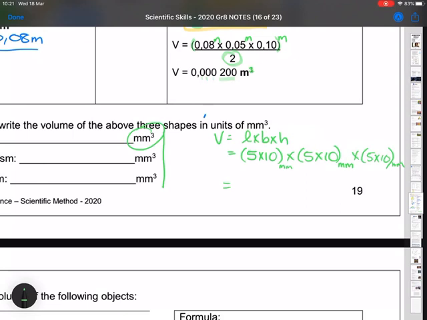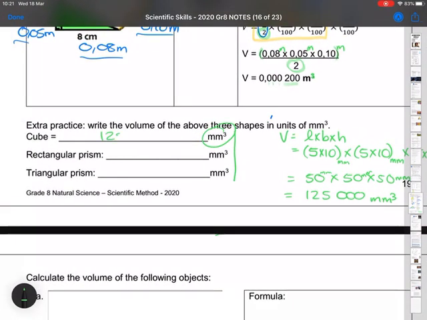Five times 10 is 50, and 50 times 50 times 50 will give us 125,000 millimeters cubed, because it's 50 millimeters times 50 millimeters times 50 millimeters. That'll give us 125,000 millimeters cubed.